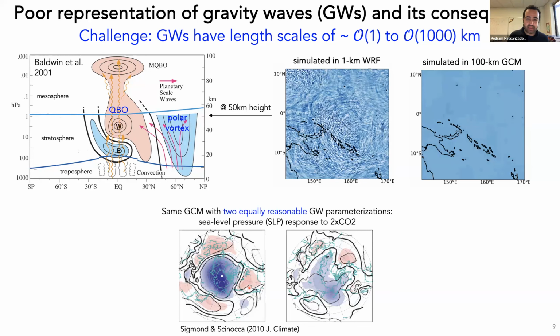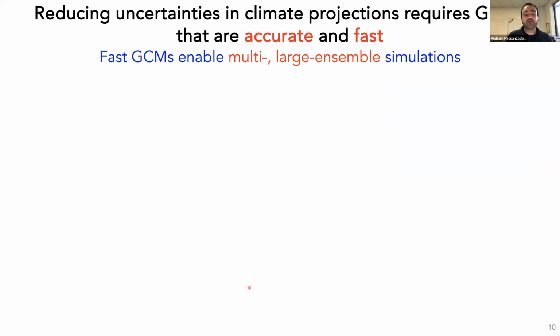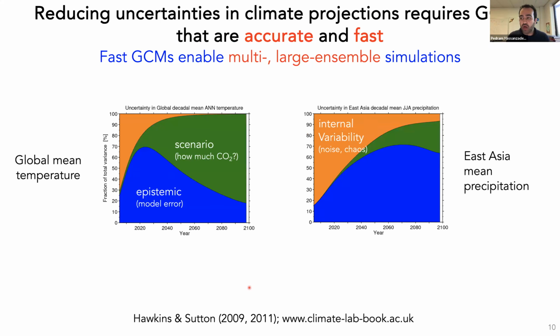And here I want to emphasize that this is important. To reduce the uncertainty that we have in climate projections, we need GCMs that are accurate, but also GCMs that are fast, because in climate science, generally, we are dealing with three sources of uncertainty. So we have what's called epistemic uncertainty, which is model error. This is usually because of some poor parameterization. But also we have uncertainty that's called scenario uncertainty that comes from the fact that we don't know exactly how much CO2 and other greenhouse gases we are really going to emit to the atmosphere and to the climate system in the next few decades.